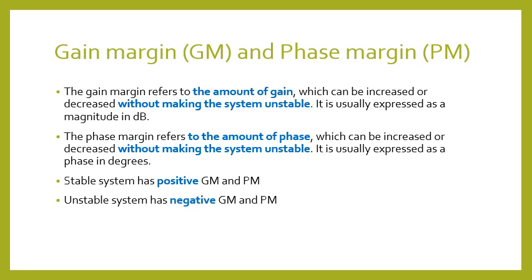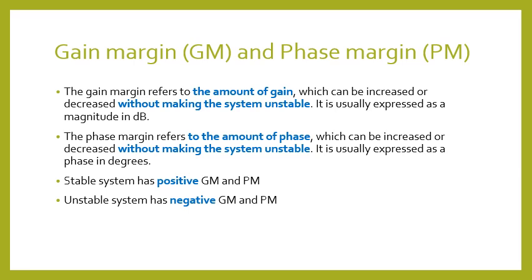In the previous video, we have introduced to you the gain margin and phase margin terms. So what is gain margin and phase margin? Gain margin refers to the amount of gain which can be increased or decreased without making the system unstable, and it is usually expressed in unit decibel, dB, while phase margin refers to the amount of phase which can be increased or decreased without making the system unstable, and the unit is normally expressed in degrees.